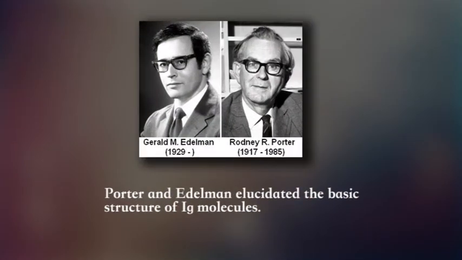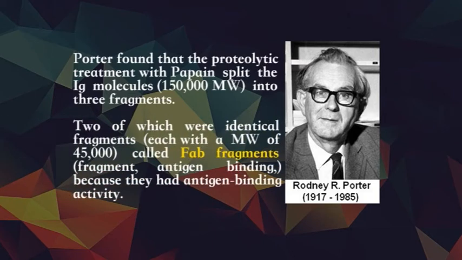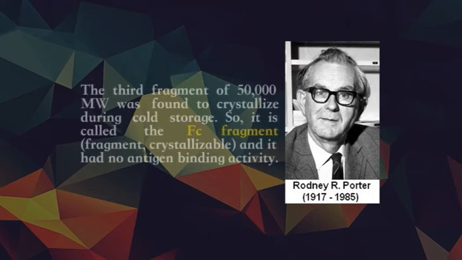Porter and Edelman elucidated the basic structure of IgG molecules. Porter found that the proteolytic treatment with papain split the Ig molecule, which is 150,000 molecular weight, into 3 fragments, 2 of which were identical fragments, each with a molecular weight of 45,000, called Fab fragments, or fragment antigen binding, because they have antigen binding activity. The third fragment of 50,000 molecular weight was found to crystallize during cold storage. So it is called the Fc fragment, fragment crystallizable, and it has no antigen binding activity.